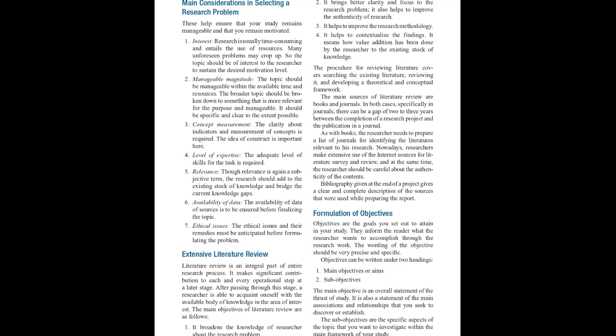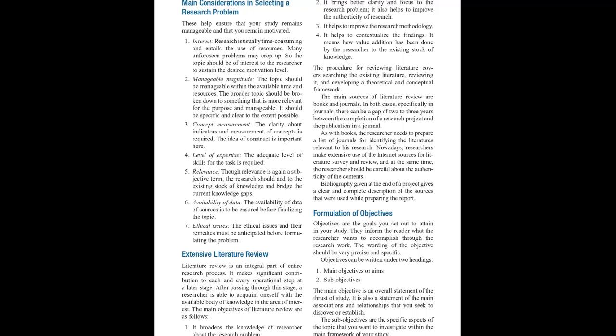The procedure for reviewing literature covers searching the existing literature, reviewing it, and developing a theoretical and conceptual framework. The main sources of literature review are books and journals. In both cases, specifically in journals, there can be a gap of 2 to 3 years between the completion of a research project and the publication in a journal. As with books, the researcher needs to prepare a list of journals for identifying the literatures relevant to his research. Nowadays, researchers make extensive use of the internet sources for literature survey and review, and at the same time, the researcher should be careful about the authenticity of the contents.